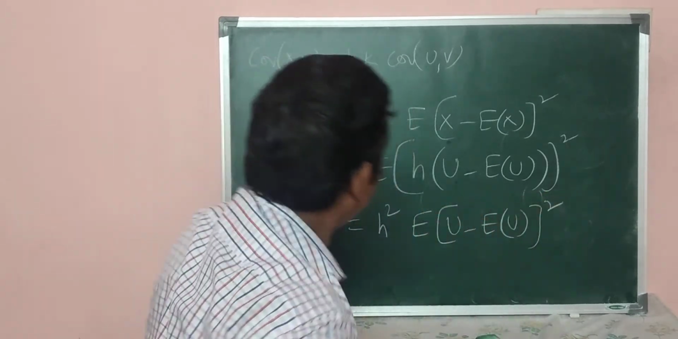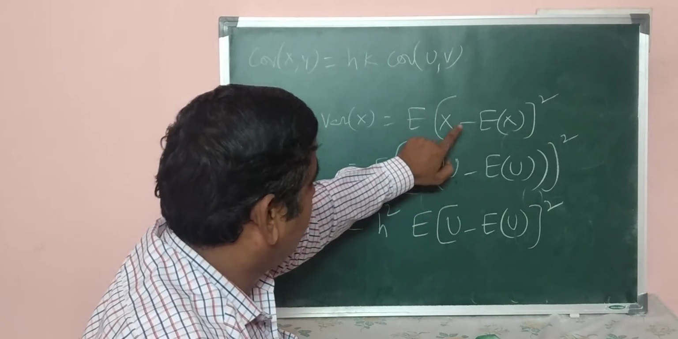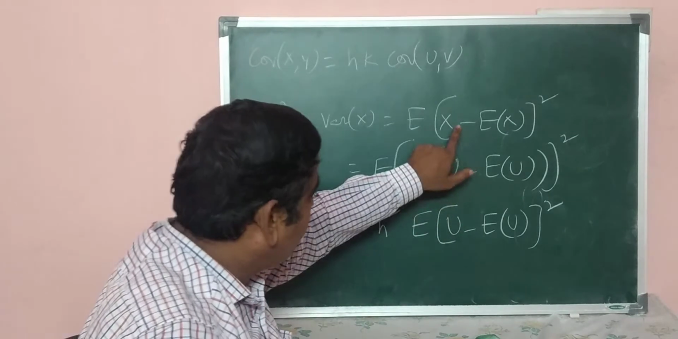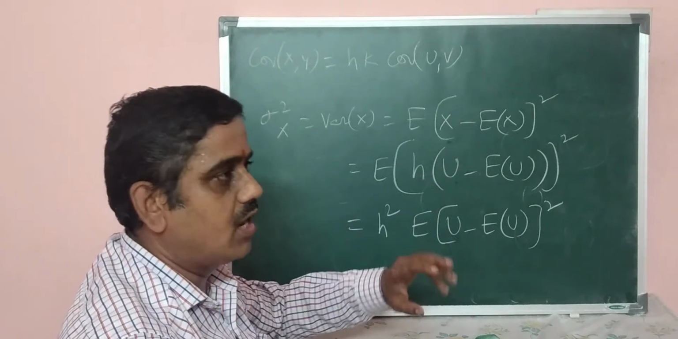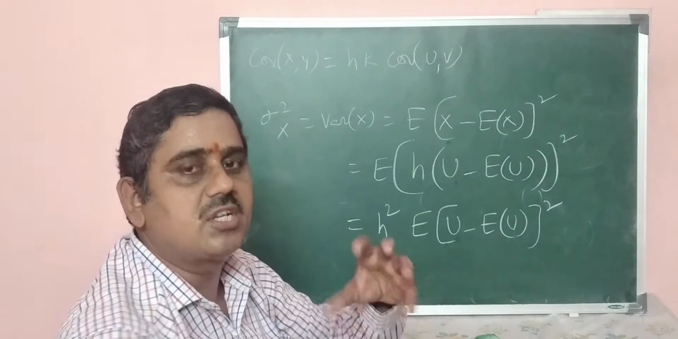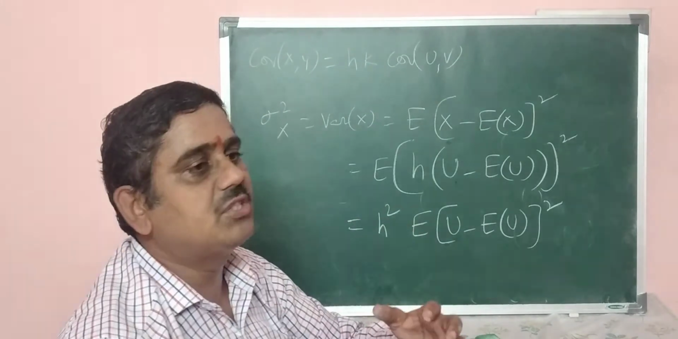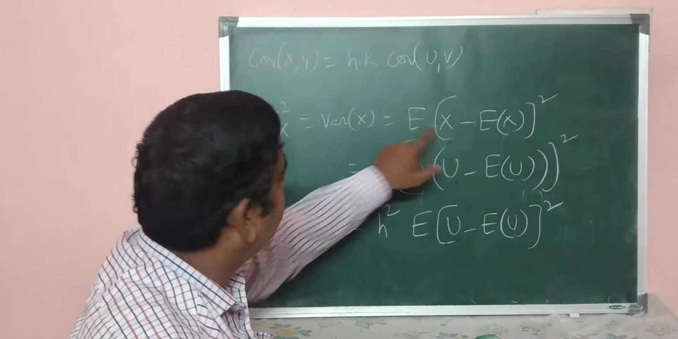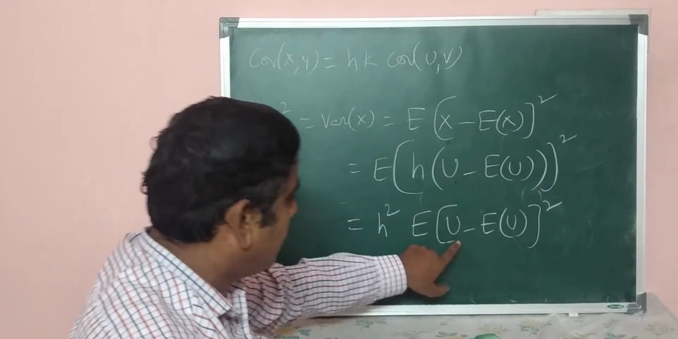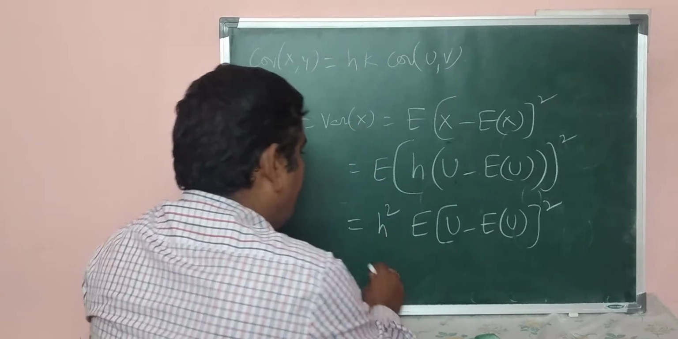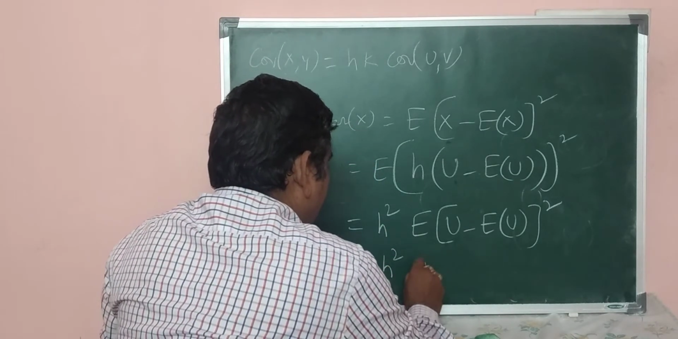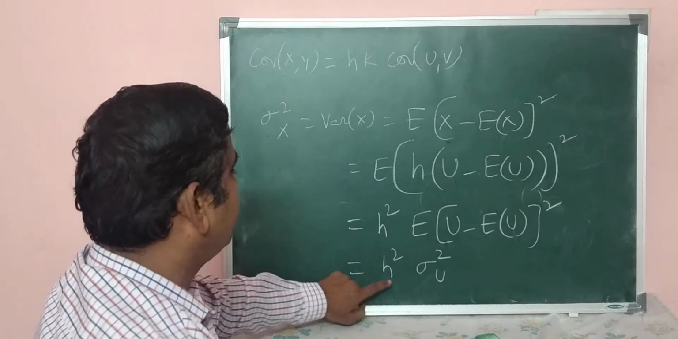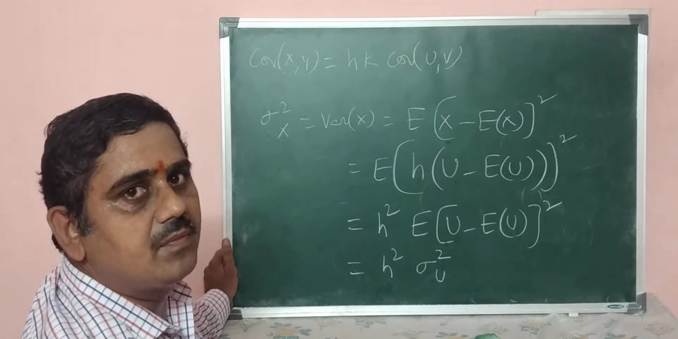What is this? This is nothing but this. The variable here is x, this is the variable u. Both are the same, this is for variable x, this is for variable u. What I mean to say is that both are the same in the sense that the terms which appear are the same, right? So here x, therefore it's variance of x, sigma square x. Here u, therefore it is variance of u, that is h square into sigma square u. That is sigma square x is equal to h square sigma square u.